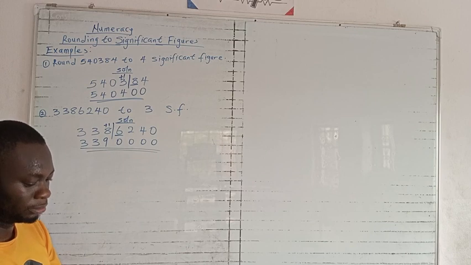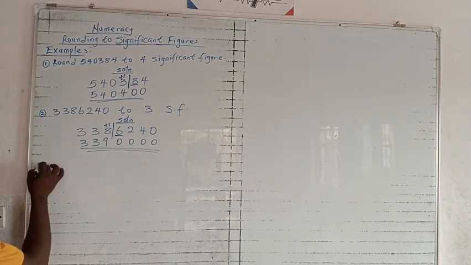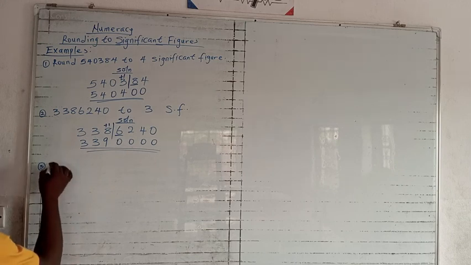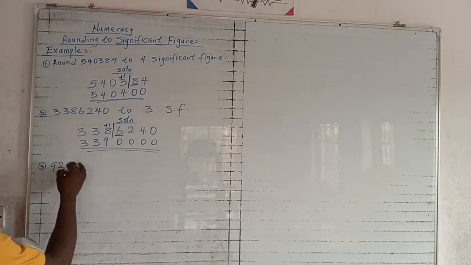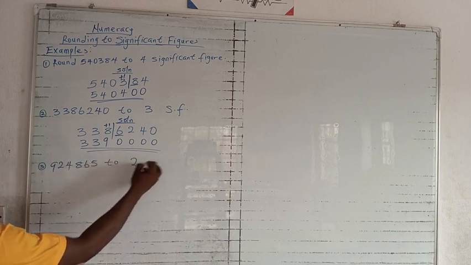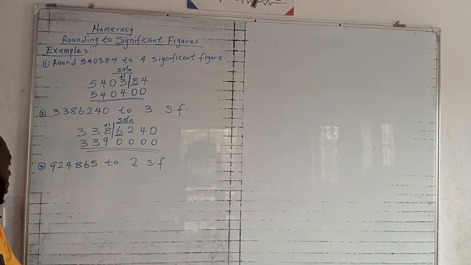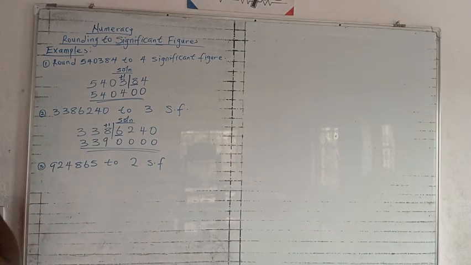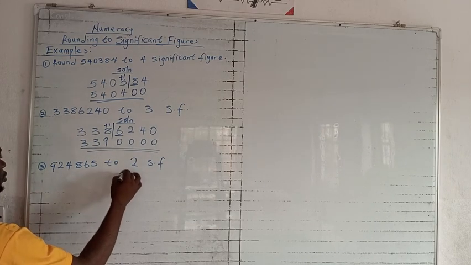Alright? Let's look at number 3. We want to round 924,865 to two significant figures. So let's go. Solution.